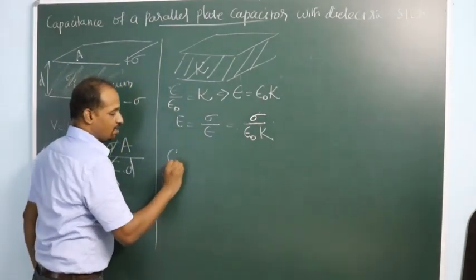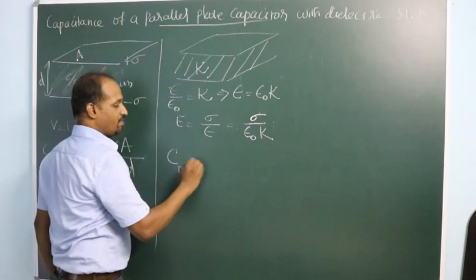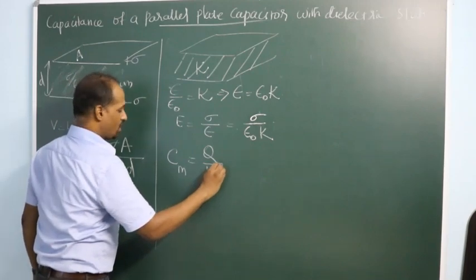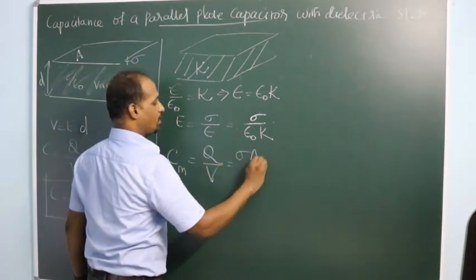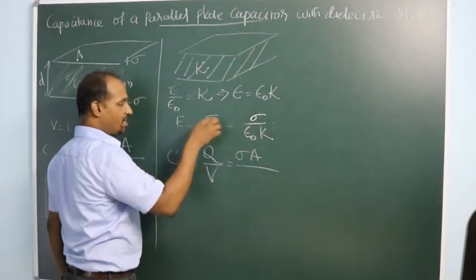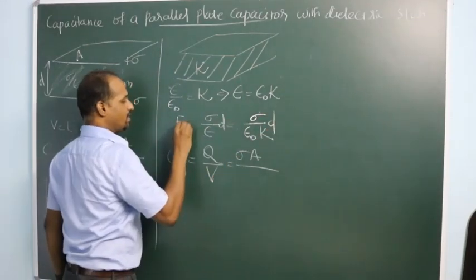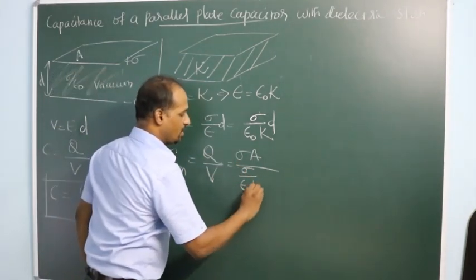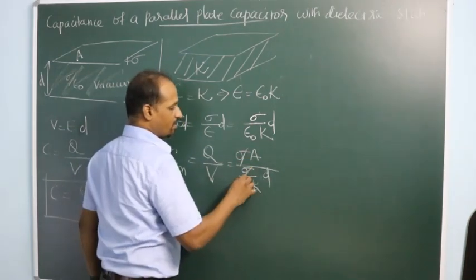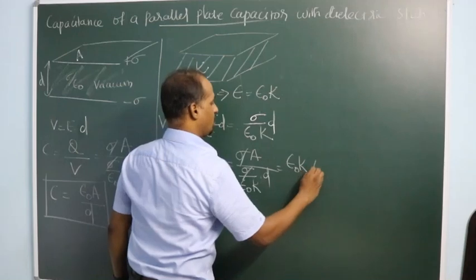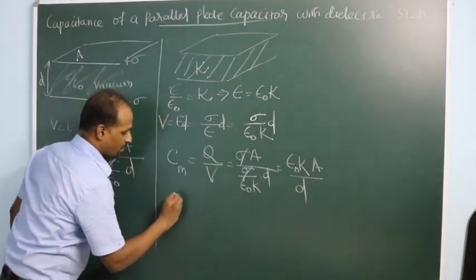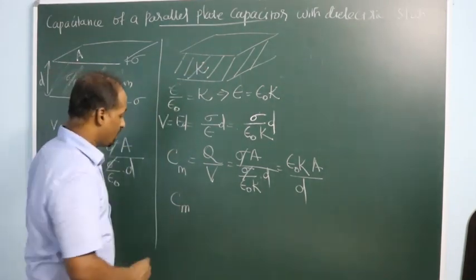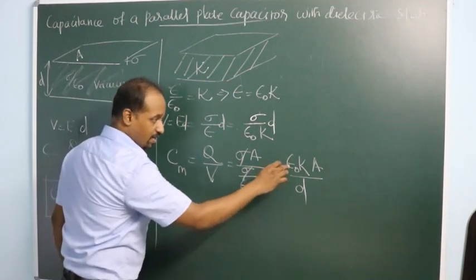Then the capacitance when it is fully filled with medium is again the charge by the potential difference. Charge here is sigma into A, and the potential difference V is the electric field into the distance d. Then what we are getting is sigma by epsilon naught K into d. Then epsilon naught K into A by d. So the capacitance of a parallel plate capacitor fully filled with a dielectric medium, C medium, is equal to epsilon naught K A by d.